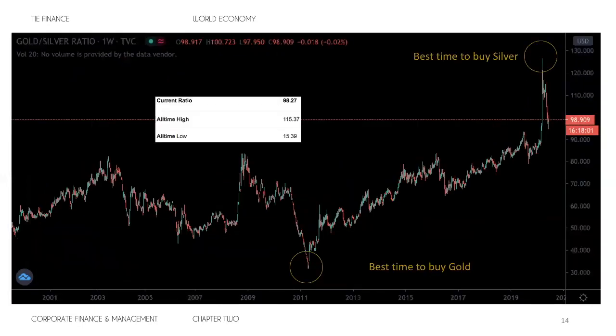As well, I want to show you the gold and silver ratio, and this is basically telling you how many ounces of silver you can buy an ounce of gold with, right? Right now the current ratio is around 98 points, and the all-time high has been 115, which in recent years is a great opportunity to buy silver right now. And when the gold and silver ratio is running low, let's say, it's the best time to buy gold.